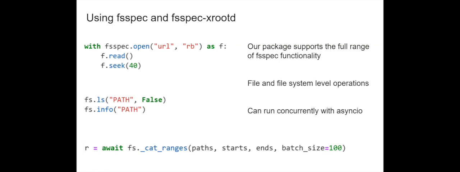There's a lot more stuff that FSpec lets you do, and you can read about it on the FSpec docs. But the point here is that our package now lets you do all those things that FSpec does with xrootd systems. And all you need to do is give FSpec the URL. So again, before this package, if you gave FSpec an xrootd system URL, it wouldn't work. But now it does.